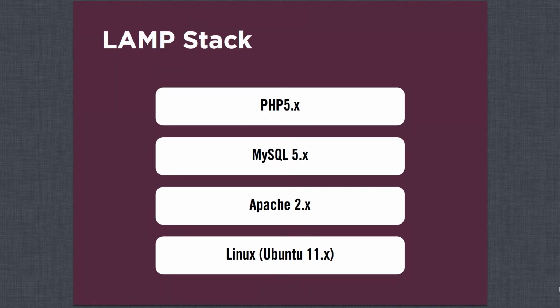So a pretty common stack you've probably heard of is the LAMP stack. And this is made up of Linux, Apache, MySQL, and PHP. And this is a very common web stack that's used all over the internet, particularly with WordPress. This is the common stack. So in our example here, we have an Ubuntu flavor of Linux, just like we've been using throughout this class. Apache 2.x as our web server, MySQL 5, and PHP 5.